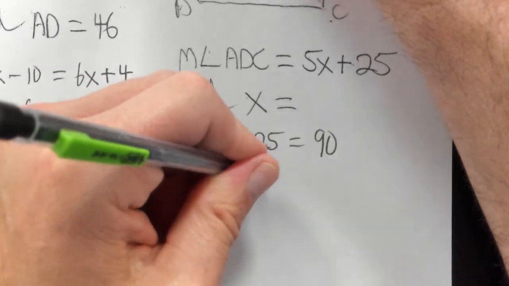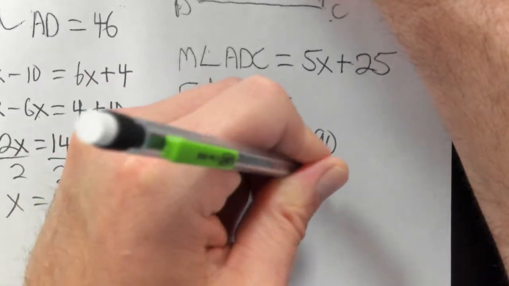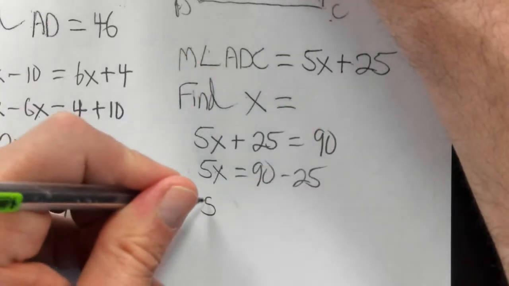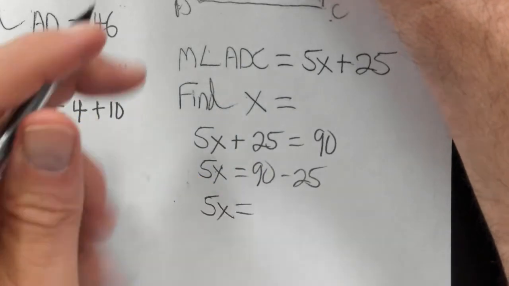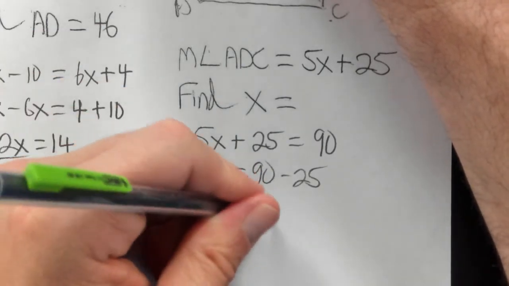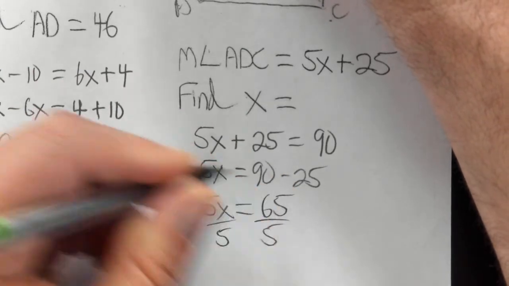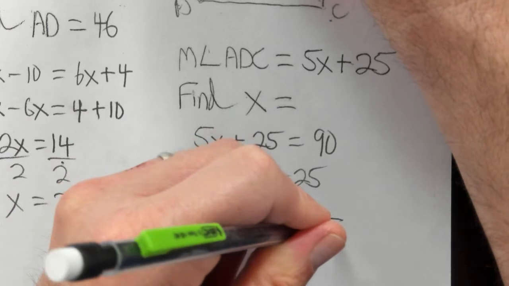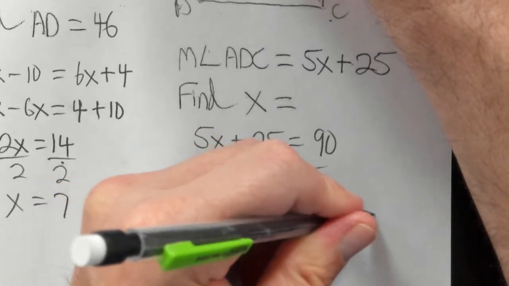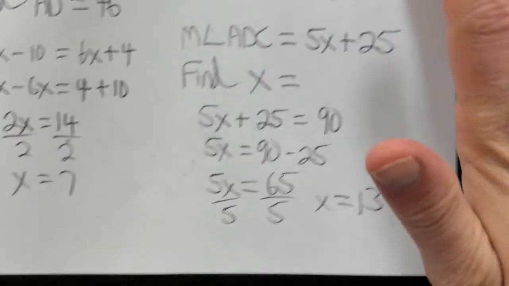5x is equal to 90 minus 25. So we'll come over, change to minus. 5x is equal to, when I subtract that off, we'll get 65. I'm ready to divide it by 5. And now we get x is equal to 13. And then that is your correct answer. Okay?